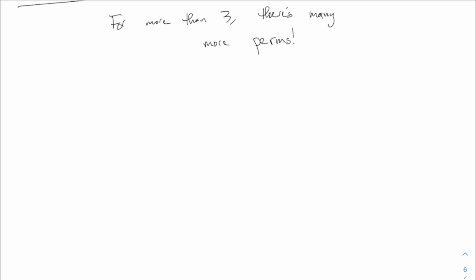Like, how about if we had 4, A, B, C, D, instead of A, B, C? What if it was A, B, C, D? How many perms in this case? I want to try and think this through. This is a question of just counting how many different ways there are to rearrange them. You have to have some sort of system by which you think this through. How can I think of different ways of rearranging them?